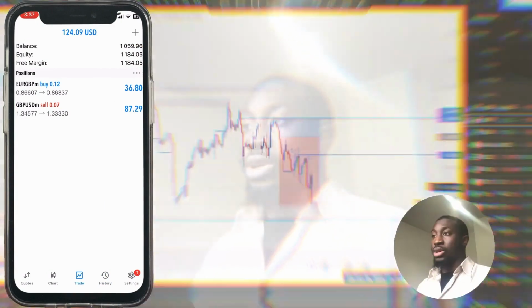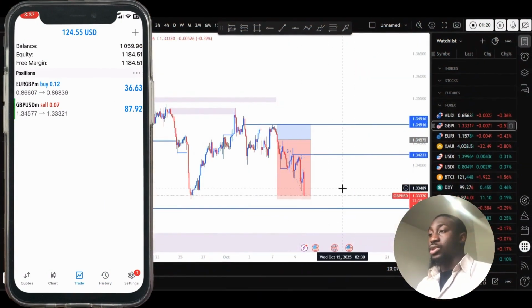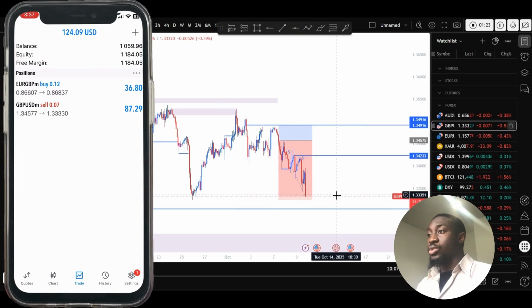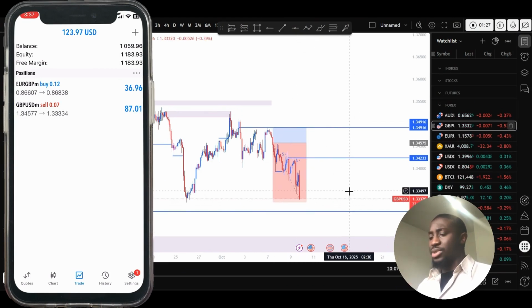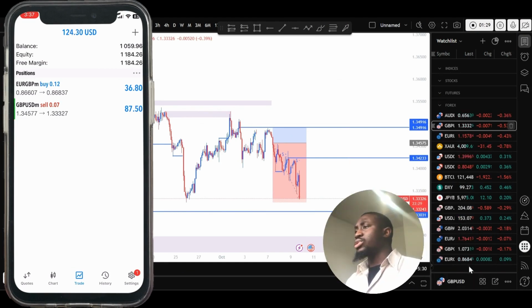So once it gets to this low, as you can see on your screen, it will just take me out. So I'm out of here. But this is none of our business. Our business is Euro GBP. Let's go to the Euro GBP chart.